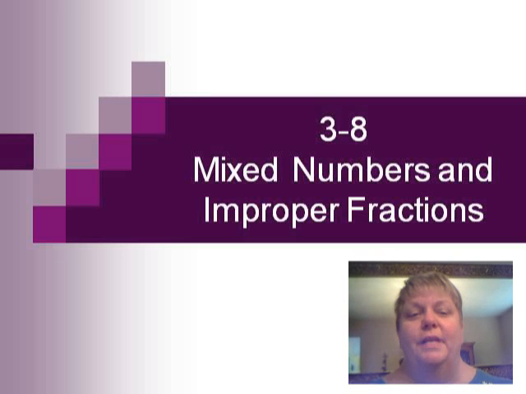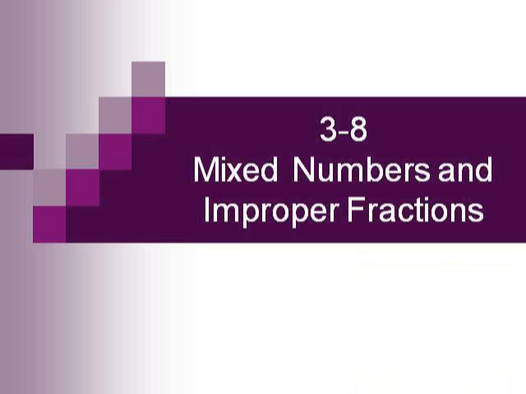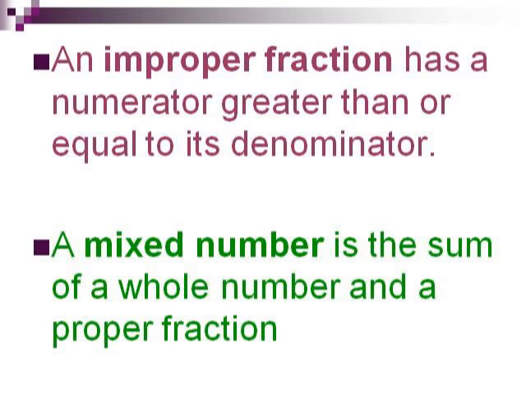In lesson 3-8, we're going to be talking about mixed numbers and improper fractions. An improper fraction simply has a numerator that's greater than or equal to its denominator. A mixed number has a whole number and a fraction, and technically it's the sum of those two things. If you had 3.5, it's 3 plus a half.